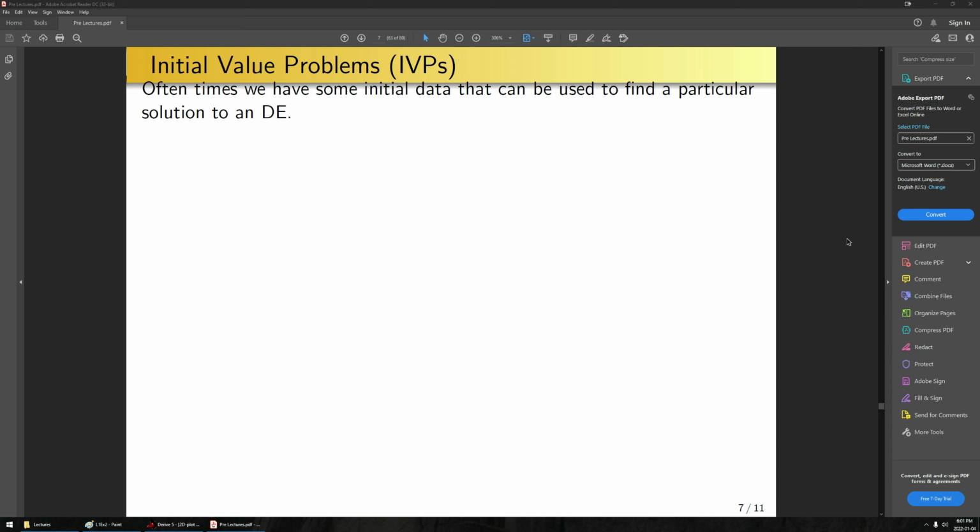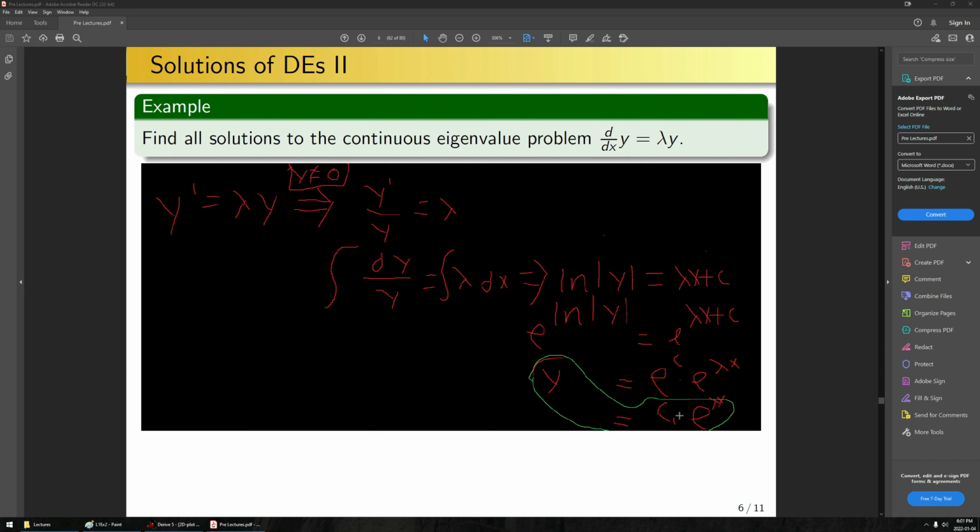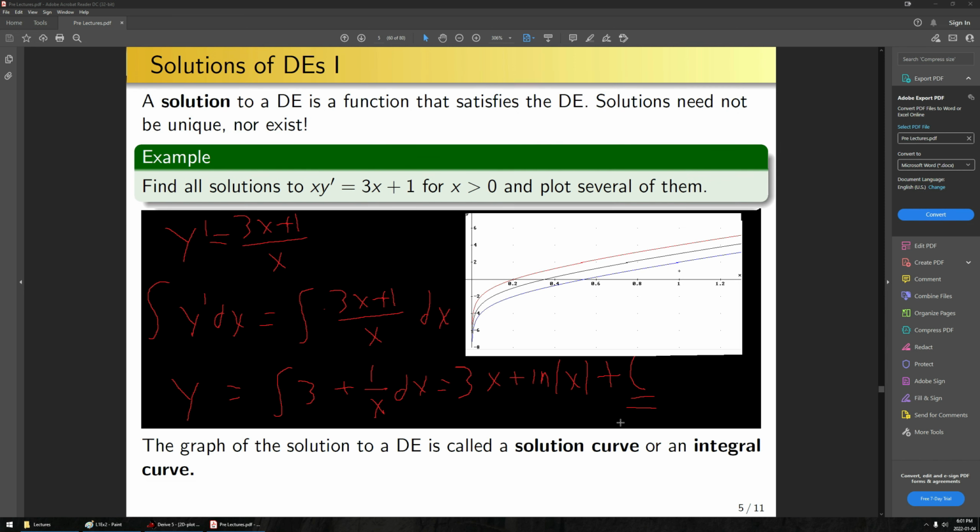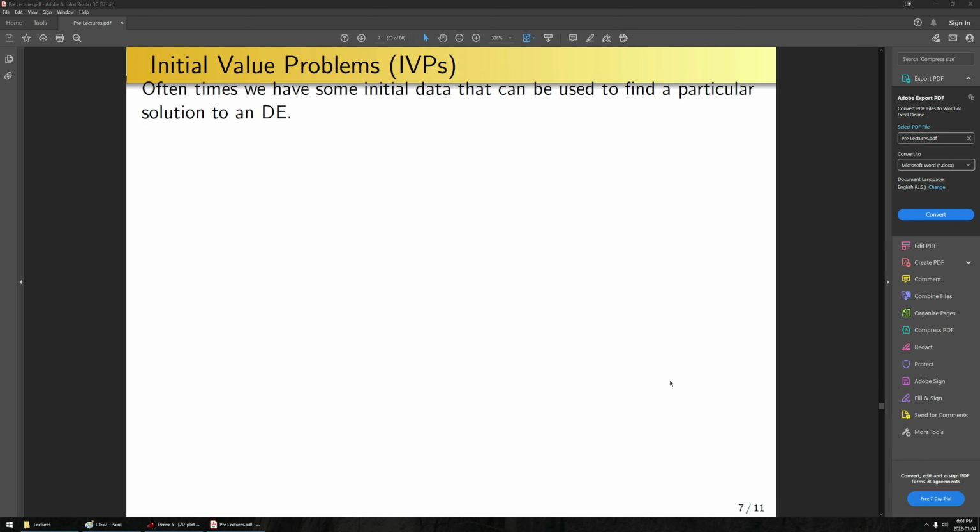So sometimes we have some initial data that can be used to find a particular solution to a DE. If you look at these previous examples, I had the C1 as an arbitrary constant, and I had the C as an arbitrary constant. So there's infinitely many solutions, but what if I know some information about the thing I want to solve?